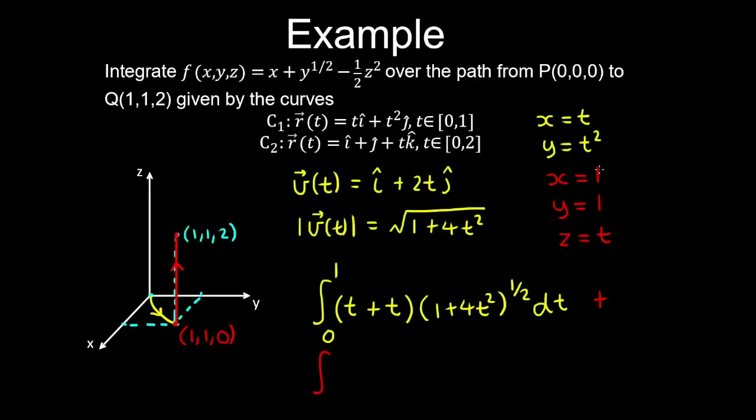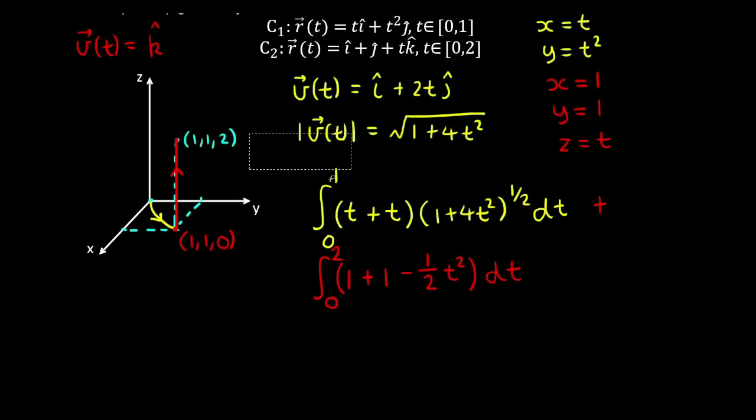So our function in this case is 1 plus 1 to the half, which is 1, minus a half z squared. So that will be minus a half t squared. And we multiply this by the magnitude of the velocity vector. So if we differentiate this function, we get v of t is 0 plus 0 plus k. So the magnitude of the velocity vector is 1 in this case. So we multiply by 1 and integrate over t from t equals 0 to t equals 2. And we can simplify this integral. So t plus t is 2t, and 1 plus 1 is 2.